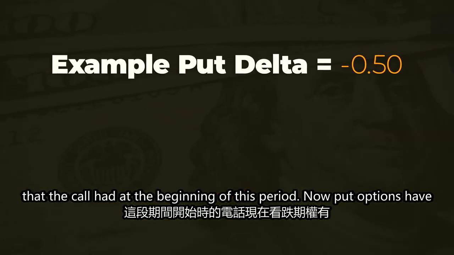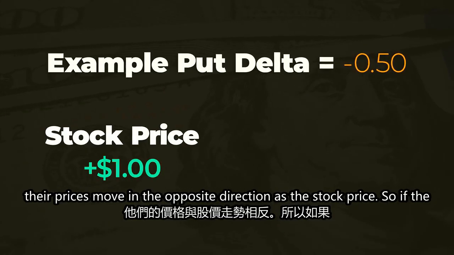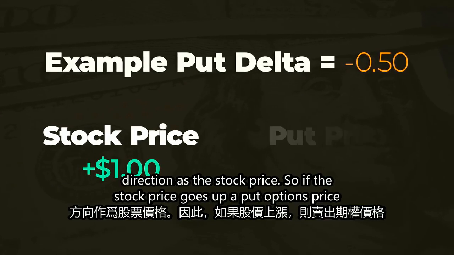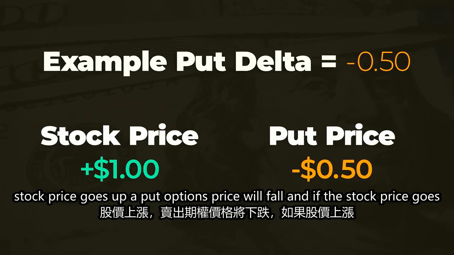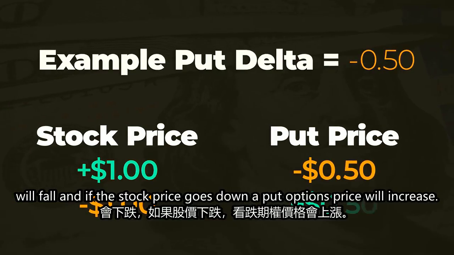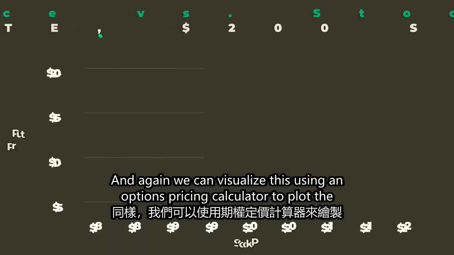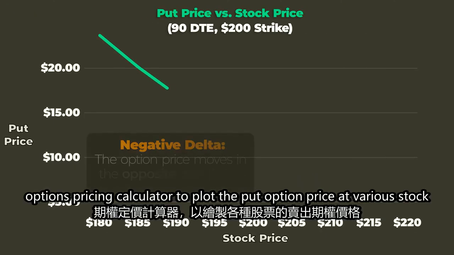Now, put options have negative deltas, and this means that their prices move in the opposite direction as the stock price. So if the stock price goes up, a put option's price will fall, and if the stock price goes down, a put option's price will increase. And again, we can visualize this using an options pricing calculator to plot the put option price at various stock prices.